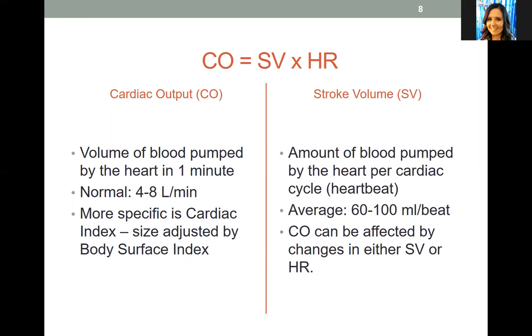So let's put these two together. With cardiac output, we can say cardiac output is equal to the stroke volume times our heart rate. So each heartbeat, how much volume is being ejected out, times the heart rate, which is our beats per minute. So let's talk about how an increased heart rate can affect cardiac output. Initially, an increased heart rate can be a compensatory measure to help perfuse our organs. But over time, if our heart rate is increased, say over 150 beats per minute for a length of time, it will actually cause a decrease in our cardiac output.